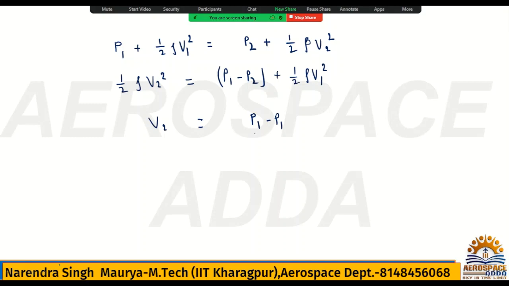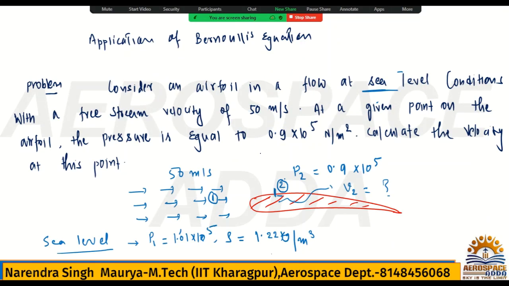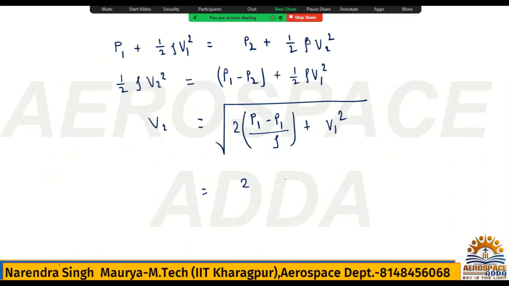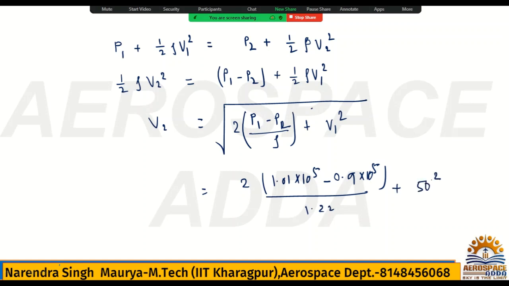Right? Or you can say V2 is equal to the square root of 2 times P1 minus P2, divided by rho, plus V1 square. We have 2 also, so you just multiply, so 2 will come here, rho will be divided, plus only V1 square. Check the calculation. Now if you solve this, P1 is 1.01 × 10⁵ minus P2, which is 0.9 × 10⁵, divided by 1.22, plus what was V1? I think 50 meter per second, no?